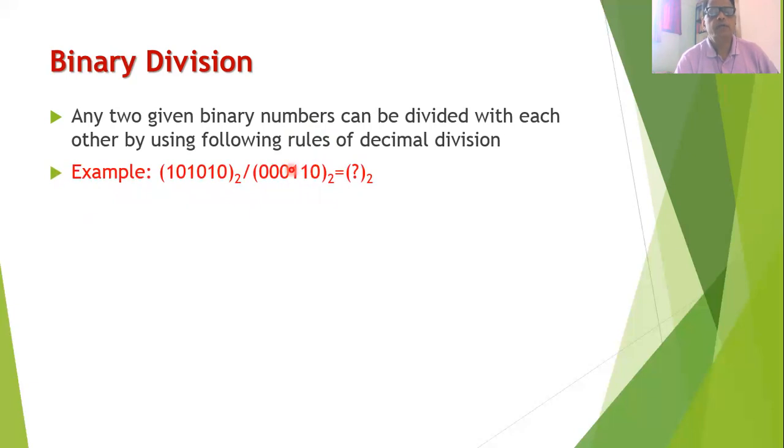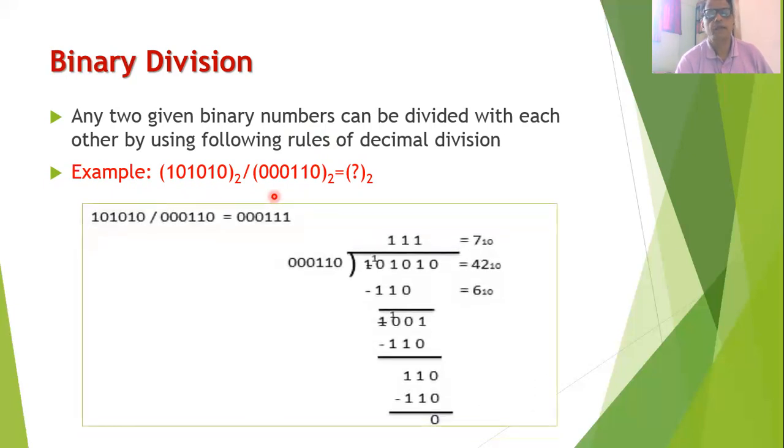Now suppose we have been given two binary numbers. Suppose the first number is 101010 and the second number is 000110. And now we want to divide the first number by the second number. So this division is to be done in the same way as we do it in decimal division. So I will write the first number over here and then I will write the divisor over here.